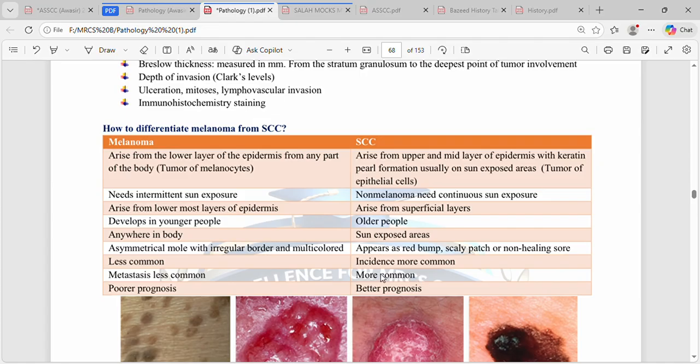Less common, incidence more common, metastasis less common, more common metastasis in squamous cell carcinoma. Poor prognosis, better prognosis.